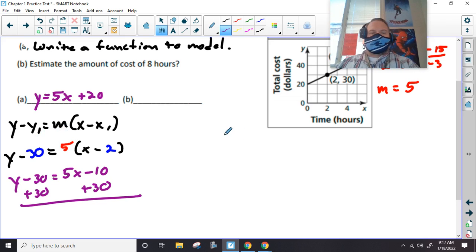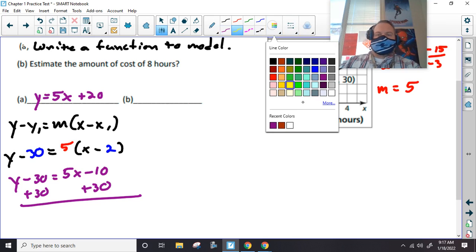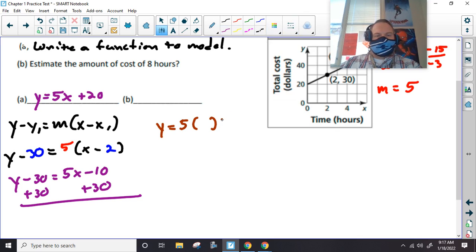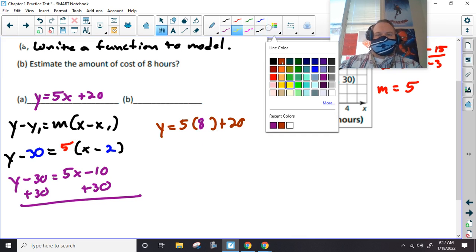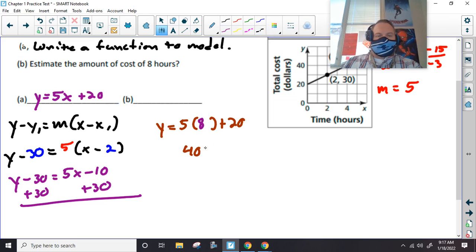Okay. Estimate your cost after 8 hours. Well, we take 8, plug it in for x. So this is 40 plus 20. So this is $60. Okay. So it will be a lot more clear on the actual test, both versions in class and at home. And even if you feel good about it, but let's say you have a question, go ahead and ask the question during the test.